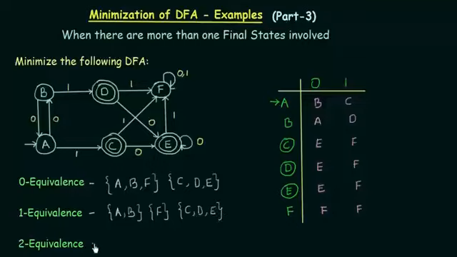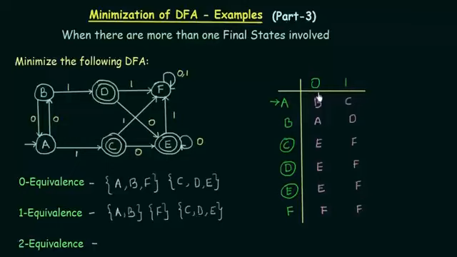Okay, now let us come to two equivalence. For two equivalence, I have to use the row of one equivalence for checking. So here now I have three sets, 1, 2, 3. So I have to check if elements in the same set are two equivalent to each other. So first let me check for A and B.